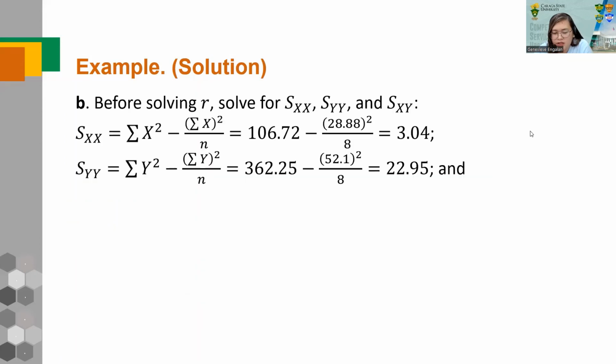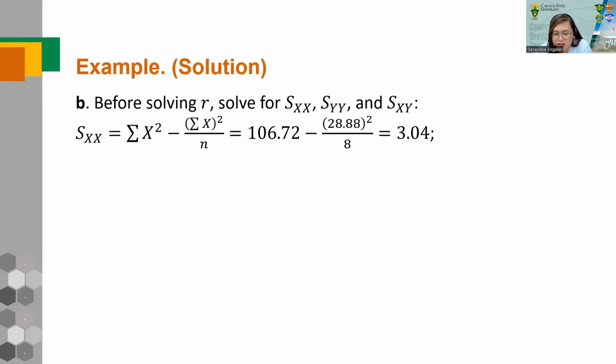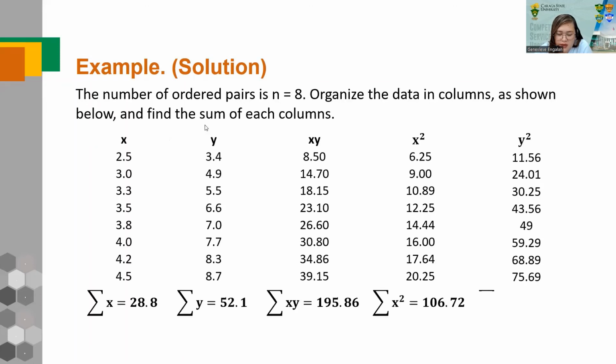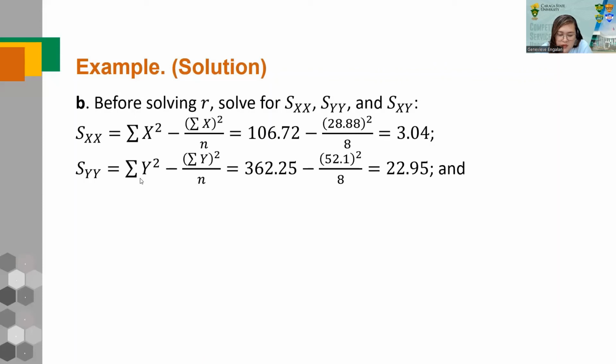Now, to compute R, we need SXX, SYY, and SXY. So, substitute the values: the summation of x squared is 106.72, and the summation of x is 28.8. We just substitute: 106.72 minus 28.8 squared over 8. So, that's 3.04.